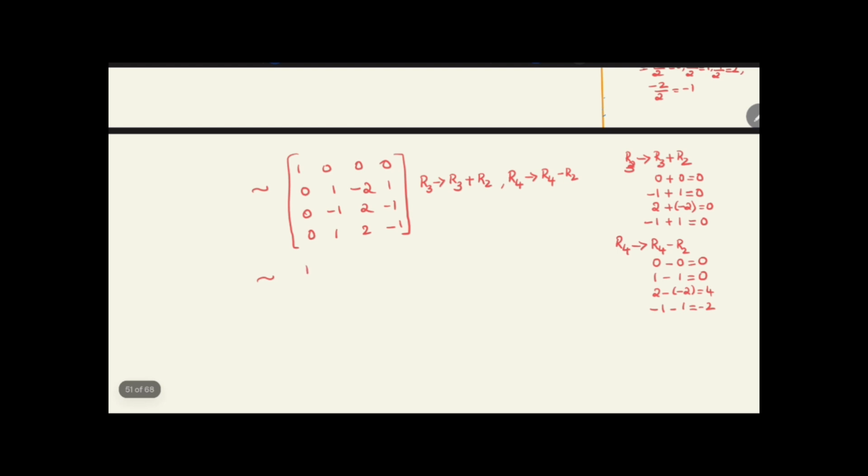So the first two rows remain the same, 1 0 0 0. Okay, 0 1 minus 2 1. And the third row is completely 0. And the fourth row is 0 0 4 and minus 2. Okay. Next, immediately I have to go back to here. I should make these 0, making use of C2.